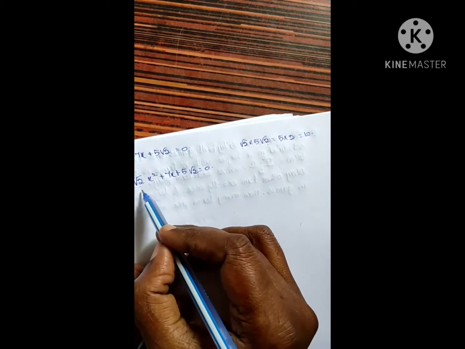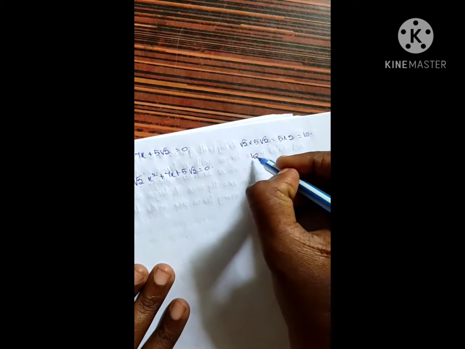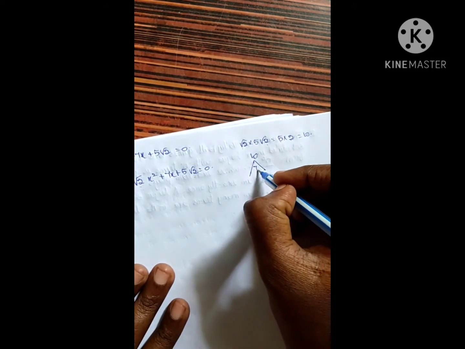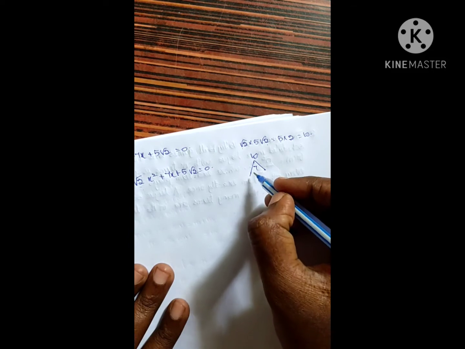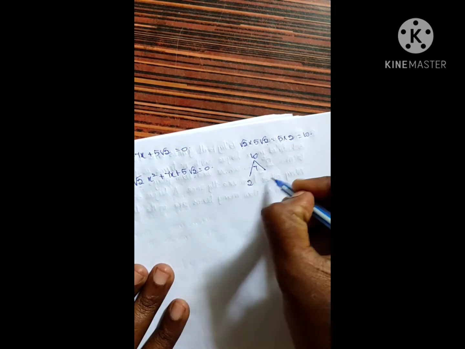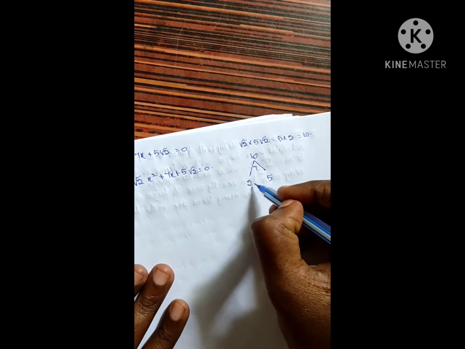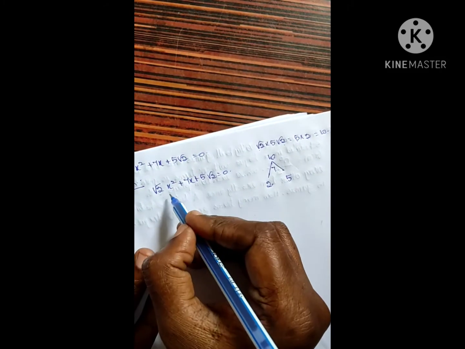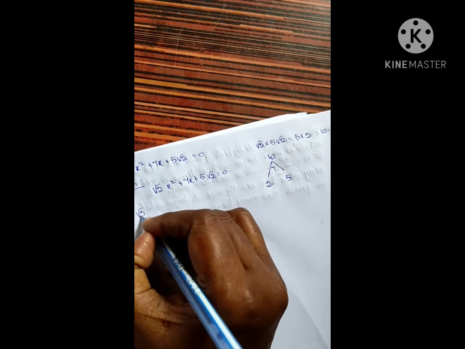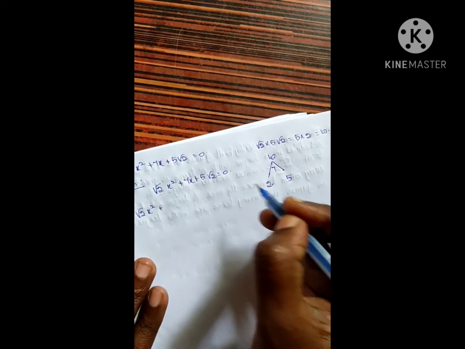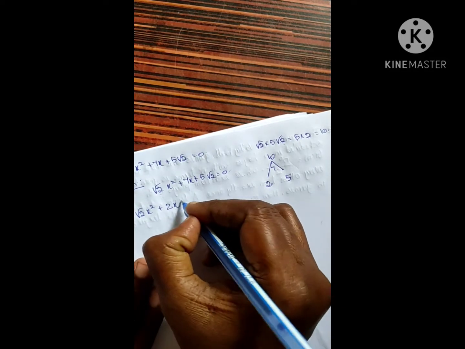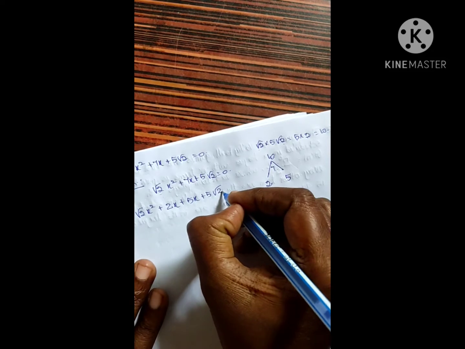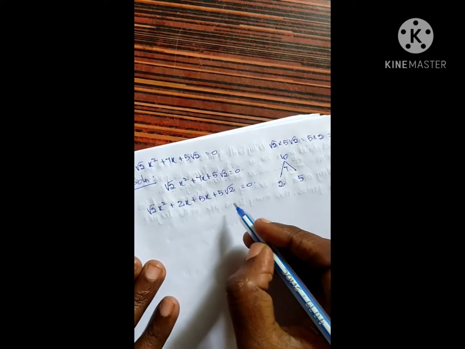Now the product of these two numbers is 5 twos are 10. So here the product of two numbers is 10 and their sum is 7. So the two numbers are 2 and 5. 2 fives are 10, 2 plus 5 is 7. So we rewrite this equation as √2x² + 2x + 5x + 5√2 = 0.